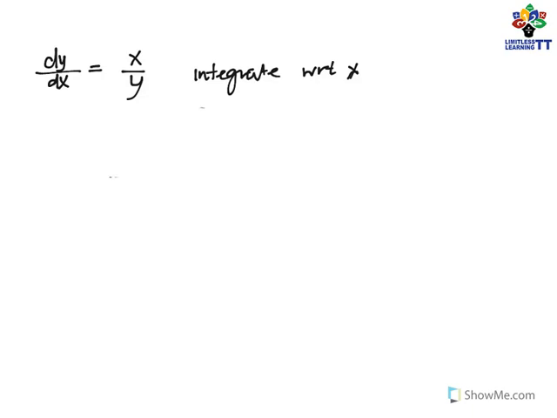So, sticking with my dy dx is equal to x over y, I think instead I'm going to multiply both sides by y to get y dy dx is equal to x, right? It's like I'm isolating x's and y's, right? And what I want to do now is to integrate both sides with respect to x.